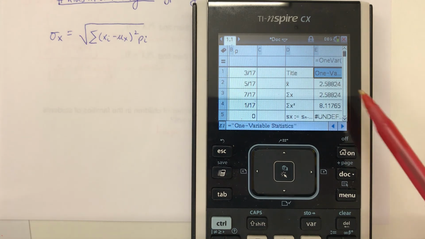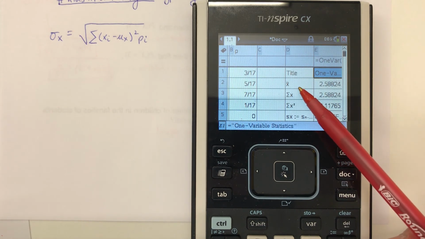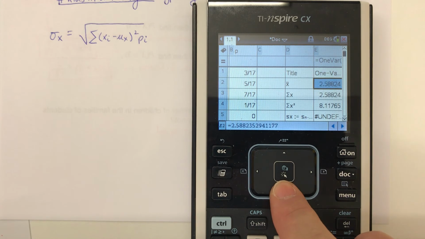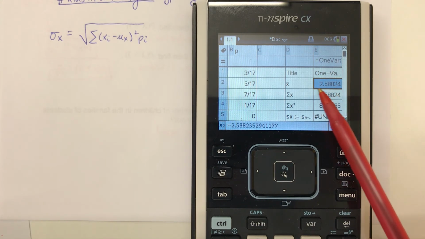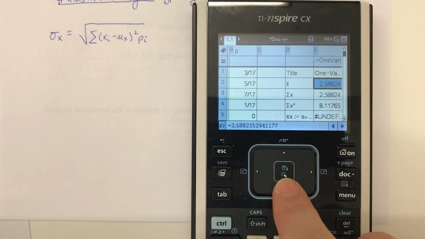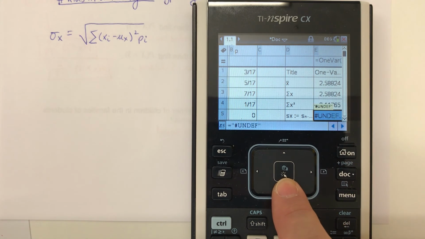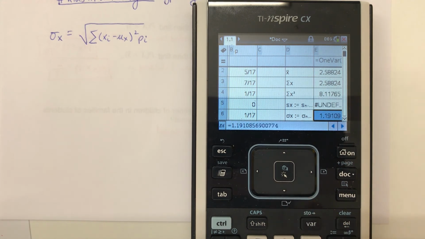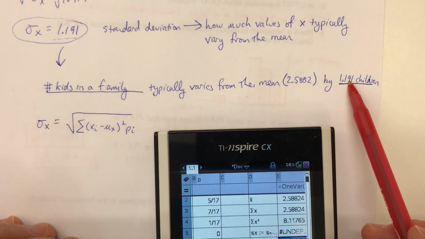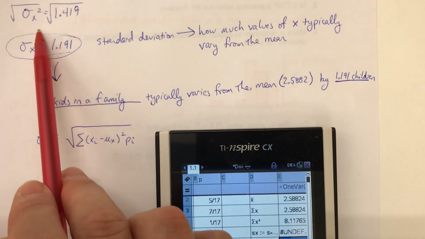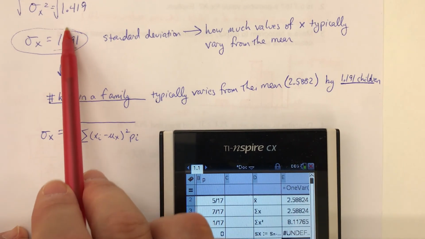All right, and now we have the x-bar, which is the mean on the calculator. Well, there was the mean, 2.58824. That looks good. We did that right. And then we come down here to the standard deviation, which was 1.19109. Okay, and that's exactly what we got here when we took the square root of the variance for that.